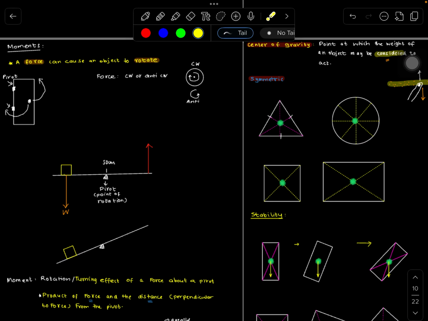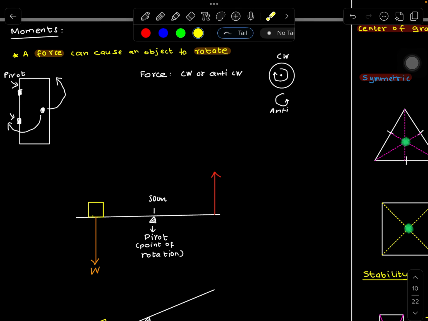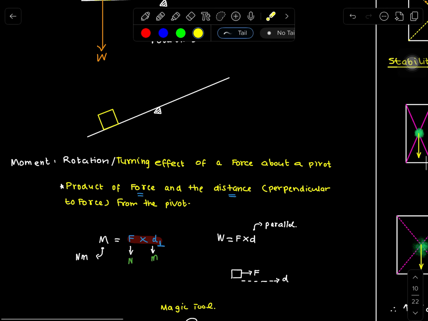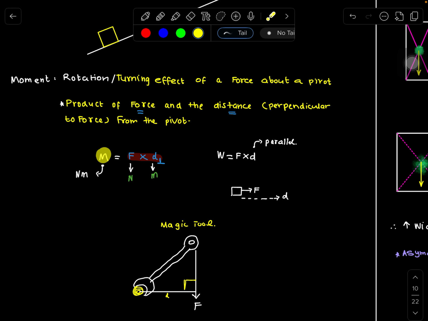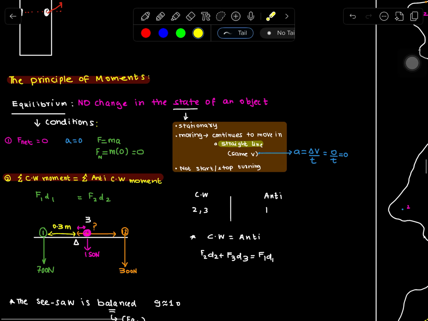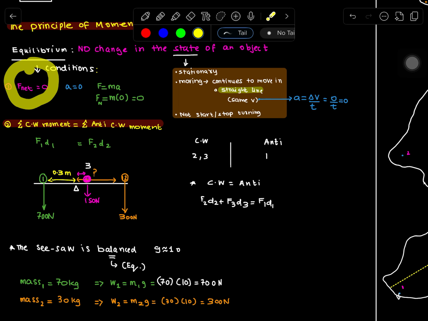Let's do a quick recap. A force is capable of causing an object to rotate, and when the applied force is perpendicular to the pivot, then we have rotation, okay? And we can find the amount of that rotation or moment by multiplying that force with the distance between the force and the pivot point, or the perpendicular distance. And the more the force, the more the rotation, the larger the distance between the pivot and the force, the more the rotation. Principle of moments says that clockwise moment is equal to anti-clockwise moment when an object is in equilibrium. And the second condition is that net force is 0.